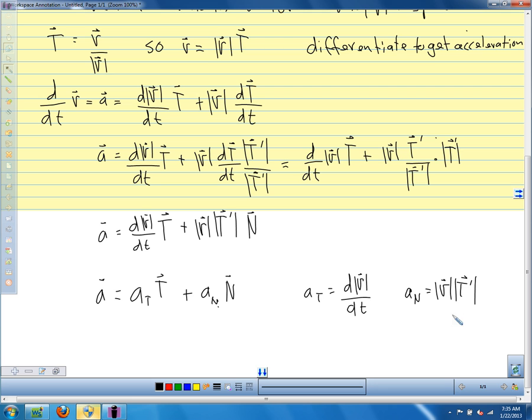So here are two components of acceleration. We have a component that is a multiple of our unit tangent vector, and a component that's a multiple of our unit normal vector. So this was our goal, to be able to express acceleration as something that is tangent to our curve and something that's normal to our curve. Any questions on our analysis?